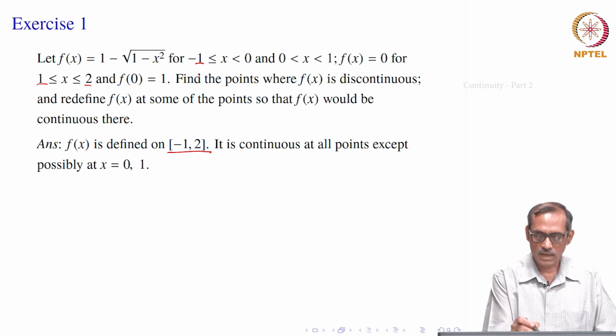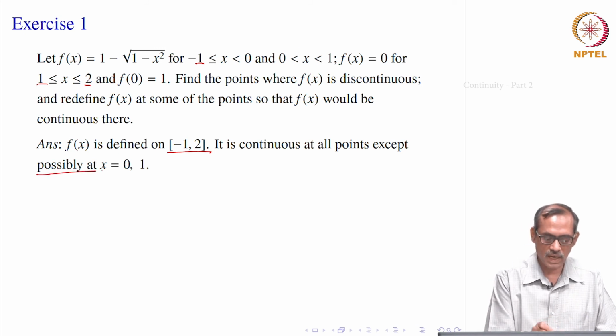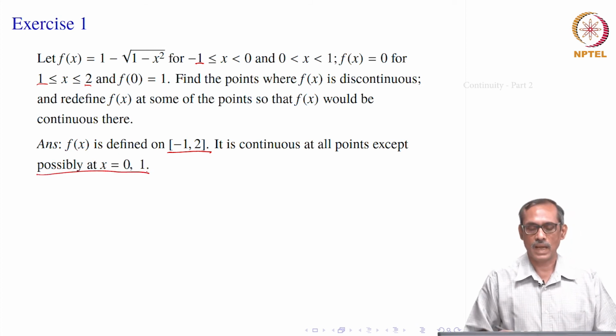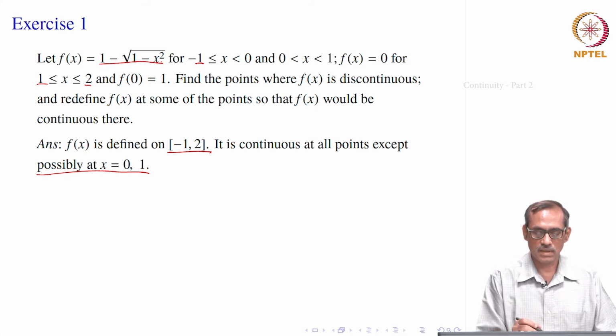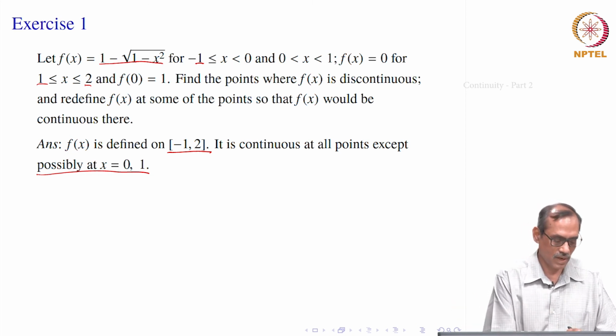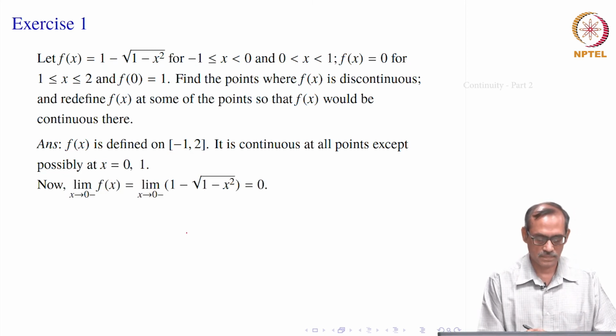Then it is defined from minus 1 to 0 and 0. So, at 0 there is a possibility of discontinuity, otherwise it is continuous. So, the only possibilities are 0 and 1. At the end points, of course, we can see that this function is continuous, because one side limit exists. So, only 0 and 1 are possibilities, but we have to discuss whether they are or not exactly. It is just guesswork now.